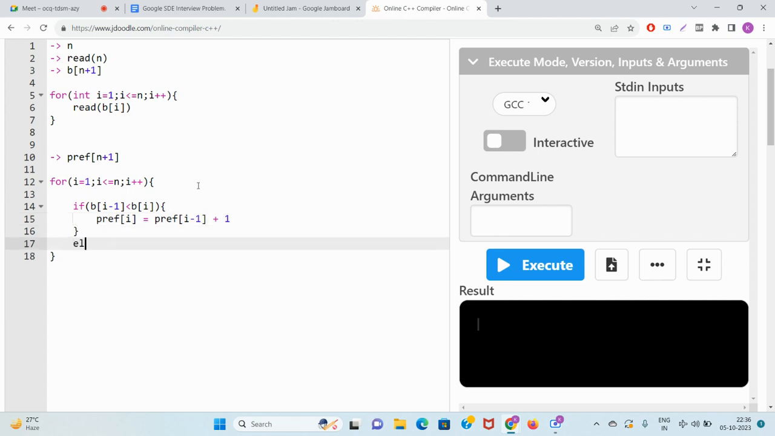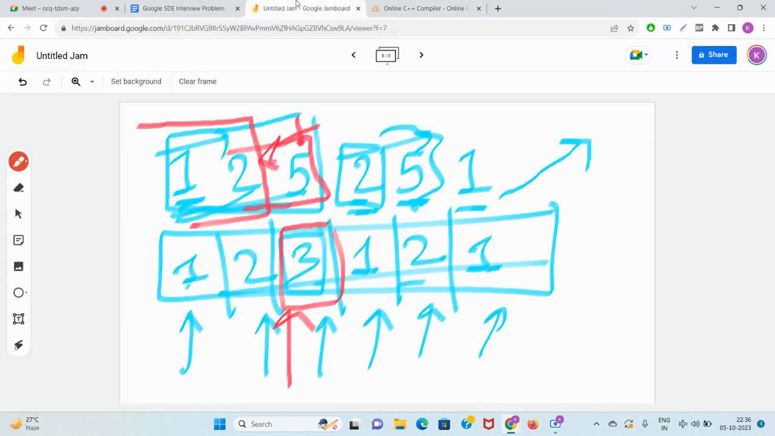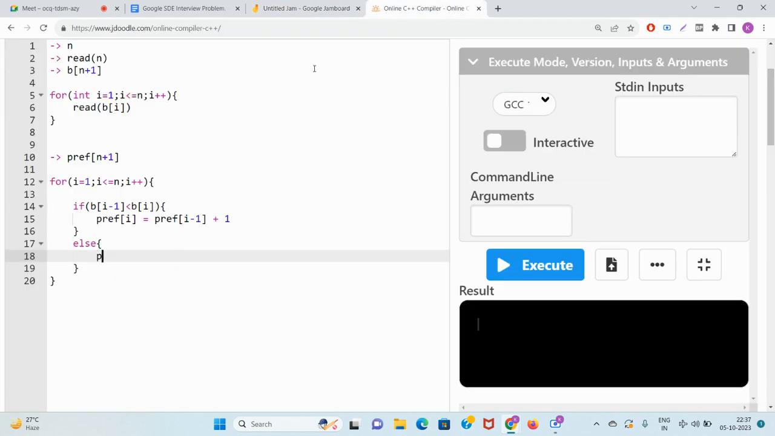But if this case is not true, if either both the elements are equal, or the previous element is bigger and ours is smaller, then there is no question of increasing; the whole thing gets cut. Now only one element is there, so that single element is the increasing guy. So pref of 5 is 1. Finally, when you take the maximum of all pref of I, you will get the answer.